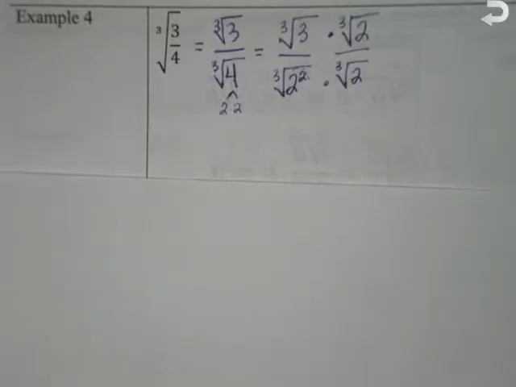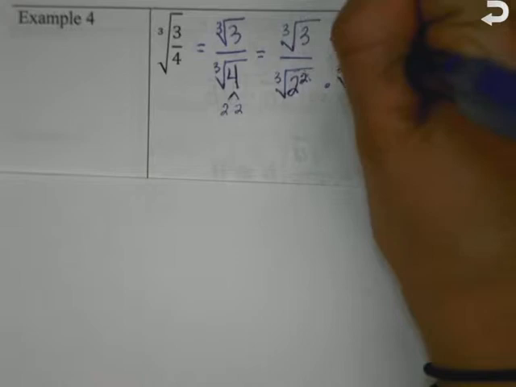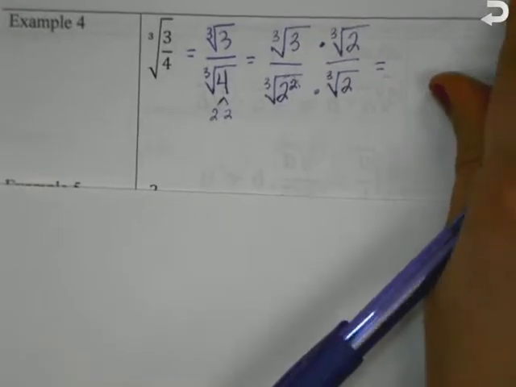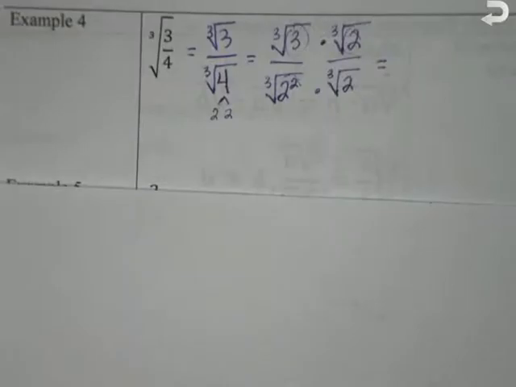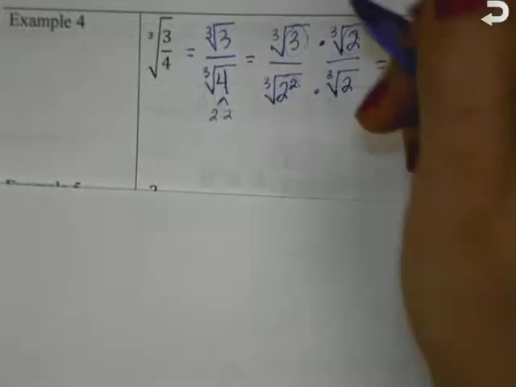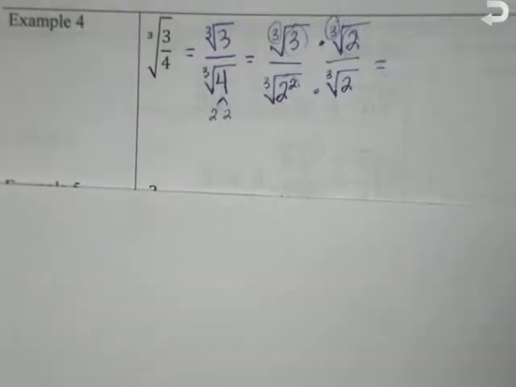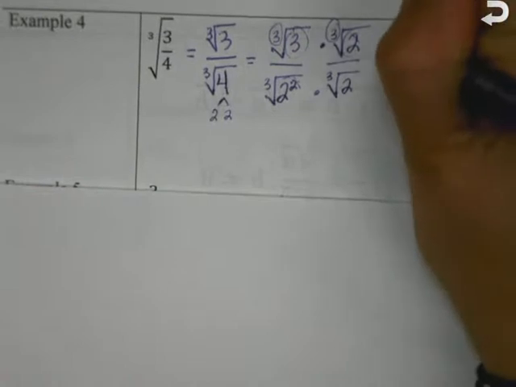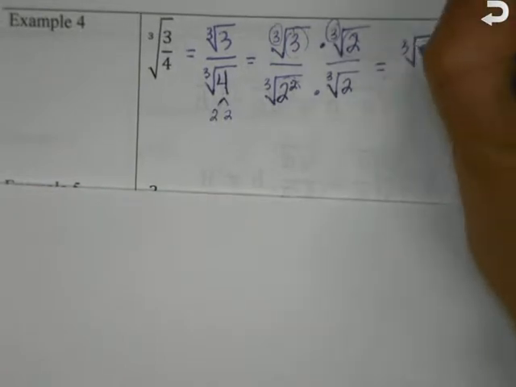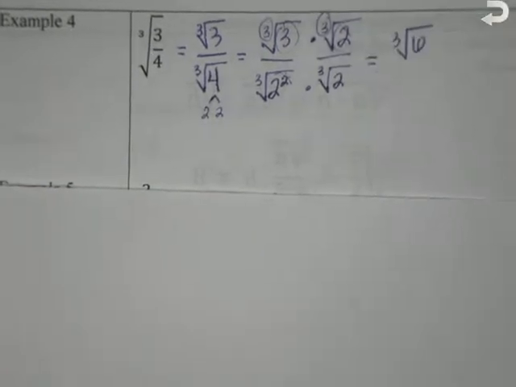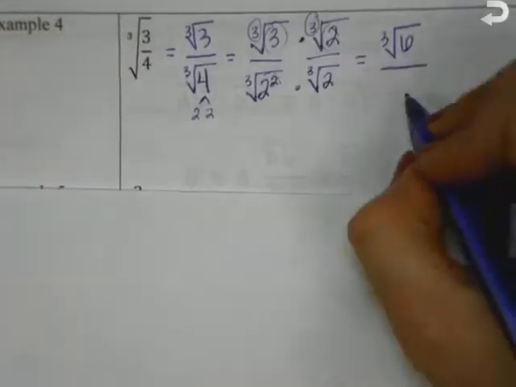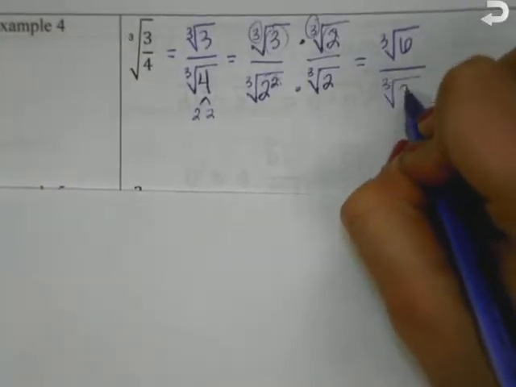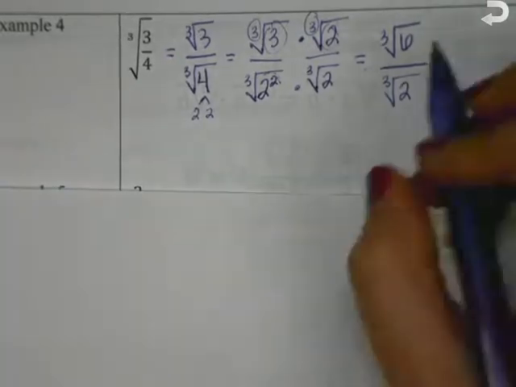Okay. Can I multiply inside the roots? Yes. Why? Because they're both to the third power. Because they are both cube roots. So this is going to be the cube root of 6, 3 times 2, all over the cube root of 2 to the third. 2 squared times 2 gives me 2 to the third.